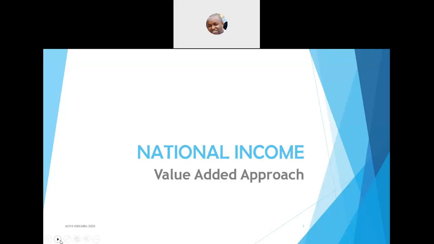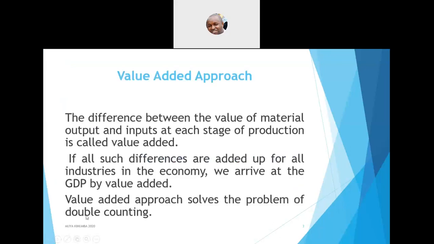The value added approach to national income tries to solve this problem. This method is used to measure national income in different phases of production in the circular flow. It shows the contribution, that is value added, of each producing unit in the production process. Every individual enterprise adds certain value to the product, which it purchases from other firms as intermediate goods.